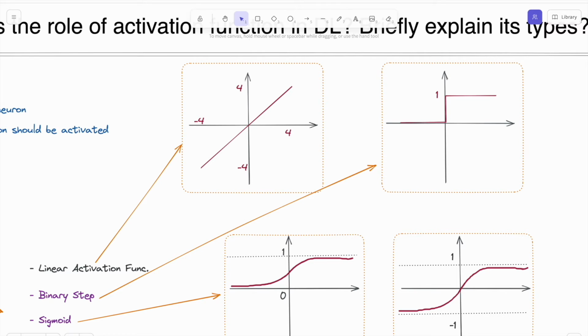So this is the graph of linear activation function. As you see, the output is exactly the same as the input. If your x is 0, then y is 0. If your x value is 4, then y will be 4. Or if your x is minus 4, then y will be minus 4. Therefore, sometimes linear activation function is called no activation function. Especially in regression problems, we will use linear activation function.